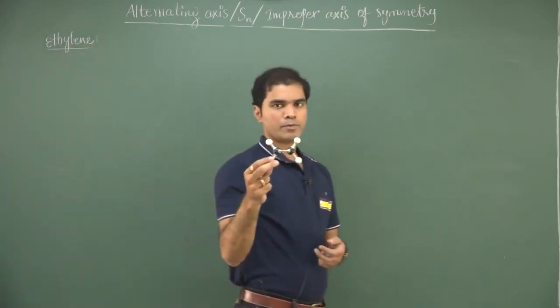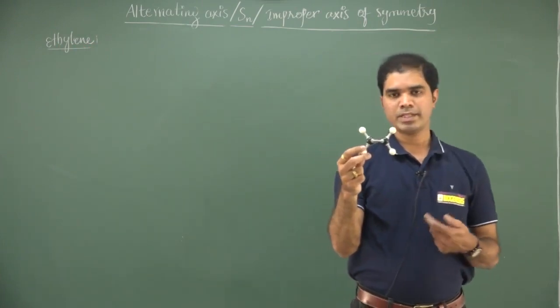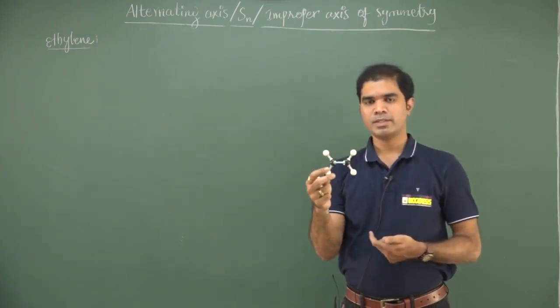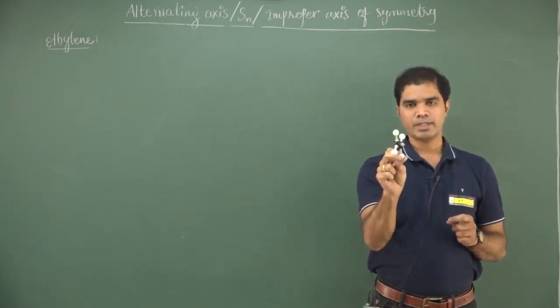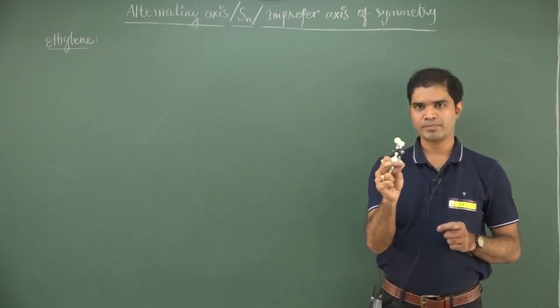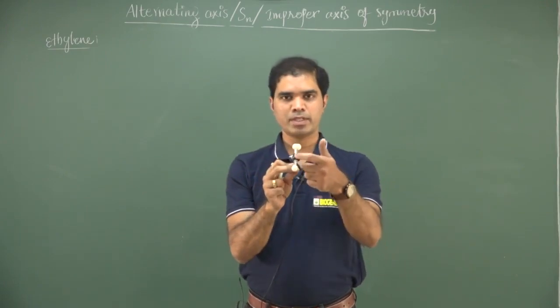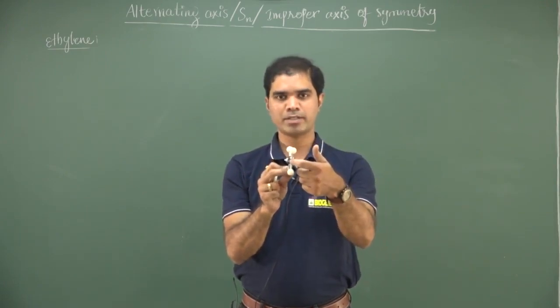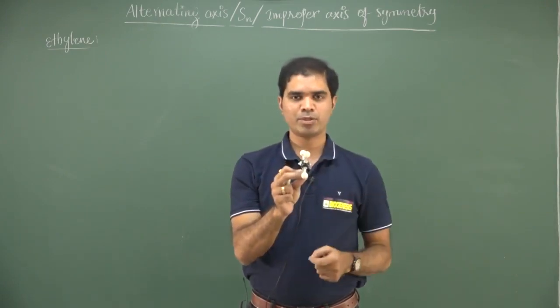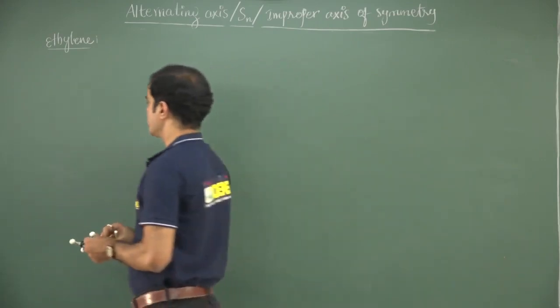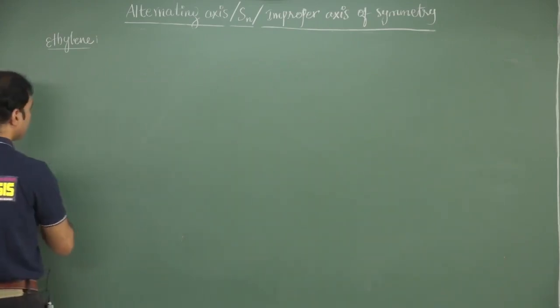I am showing ethylene for you, to see which SN axis is present in it. Then you can identify that there are 2 units which are eclipsed. Once you have eclipsed units, whatever is the higher fold, whatever is the proper axis, that will continue in the improper axis also. What do I mean by it? I will give you an example.